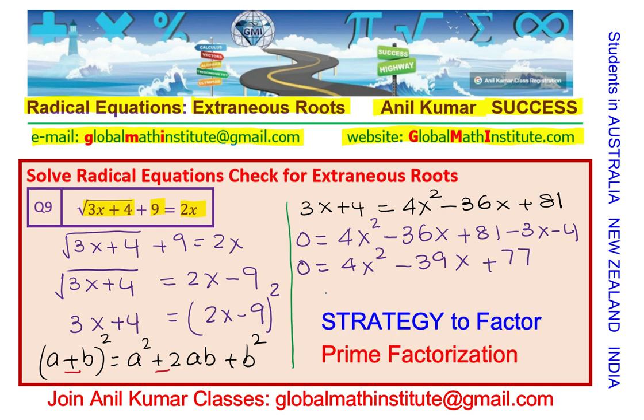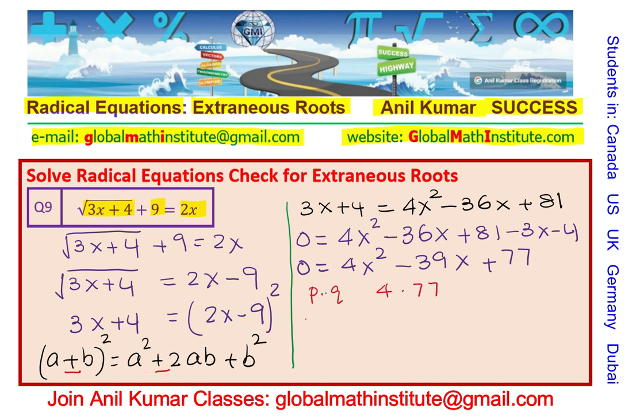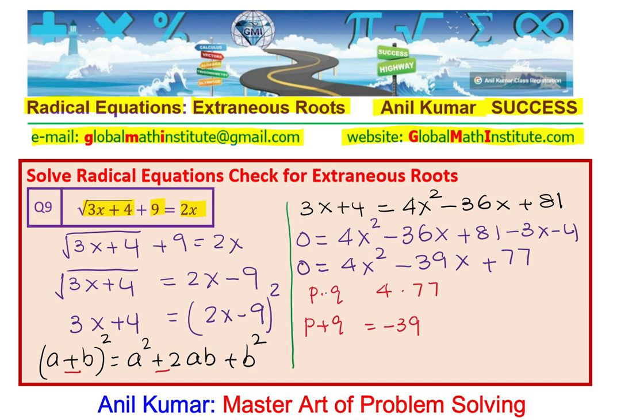Now we need to factor this particular quadratic equation. Now that could be challenging at times. We are looking for the product of two numbers, let's say p and q, as 4 times 77. And we want the sum p plus q to equal minus 39. How could you get that? Well, both numbers should be negative, right? That is one thing very clear. So, what could be these numbers?